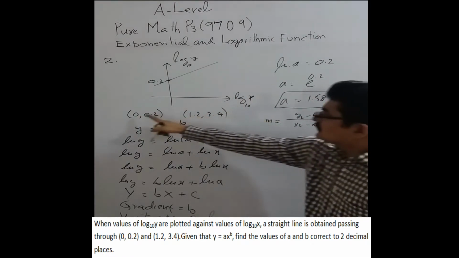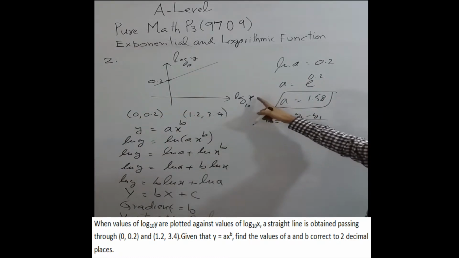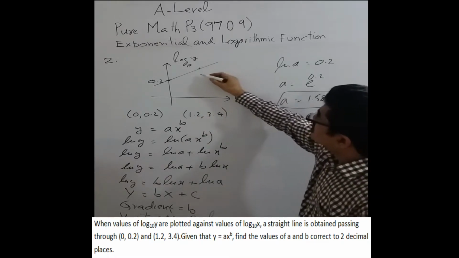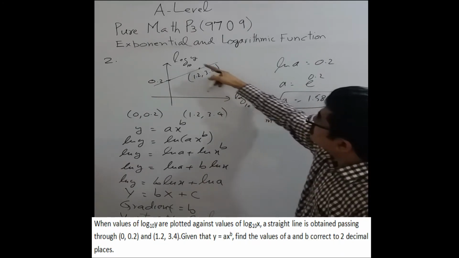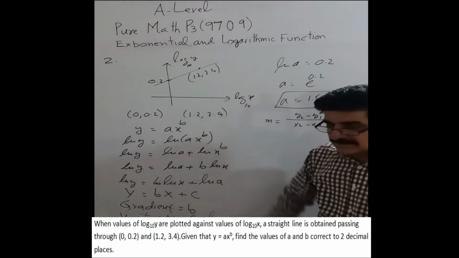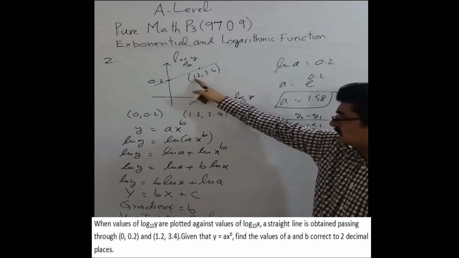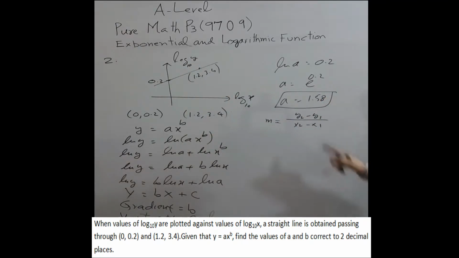log x to the base 10 is 0, and log of y to the base 10 is 0.2. When log x to the base 10 is 1.2, then it means these points lie on the line, 1.2, 3.4. And this is the value of log of y to the base 10. So these are not the values of x and y. Very important point. These are the values of log of x to the base 10 and log of y to the base 10. So basically you are writing log of y2 minus log of y1 over log of x2 minus log of x1.